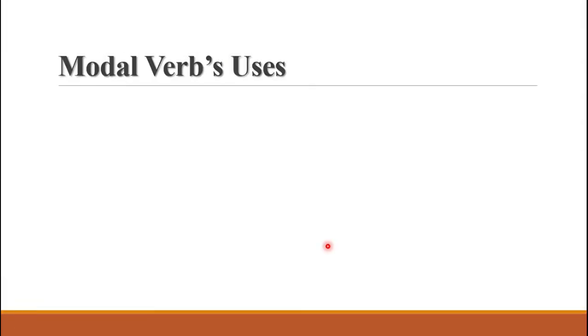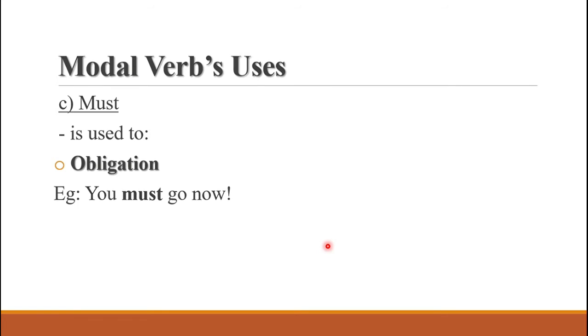We have also must. When do we use must? We use must to express an obligation. For example, we want to express some obligation, we use must. For example, you must go now. That is an obligation. You must go. That's an obligation. Okay.